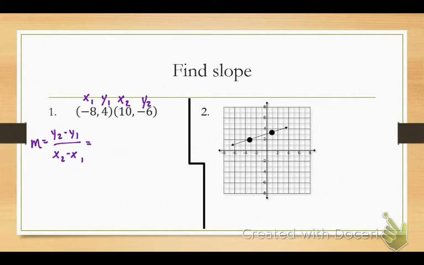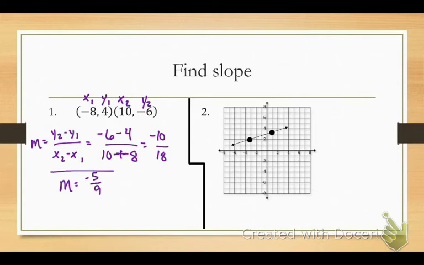Let's do our subtraction together. Negative 6 minus 4 over 10 minus negative 8. Change that to a positive. Negative 10 over 18, but is that my final answer? No, you've got to reduce it. M equals negative 5 over 9. Yes, you do have to reduce. Leave it a fraction, don't make it a decimal or anything like that, but definitely reduce it. All right, number two.